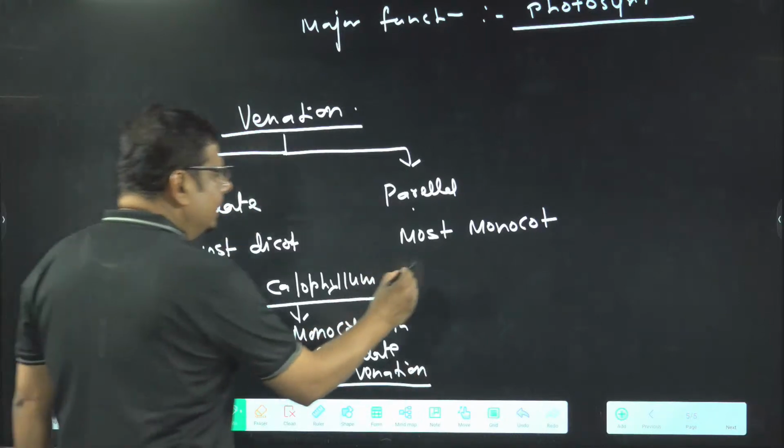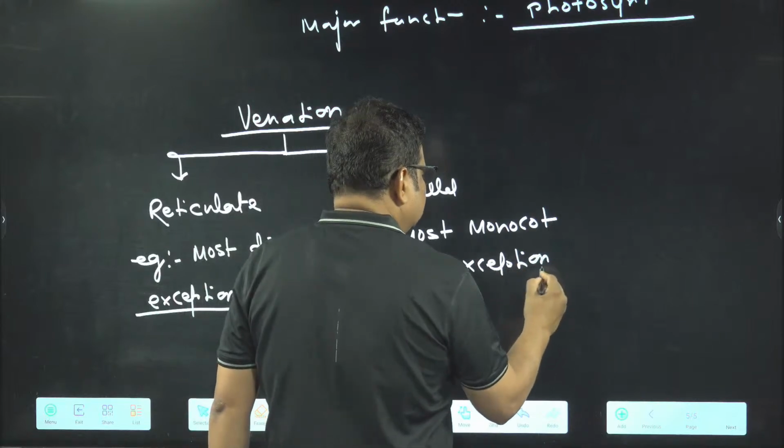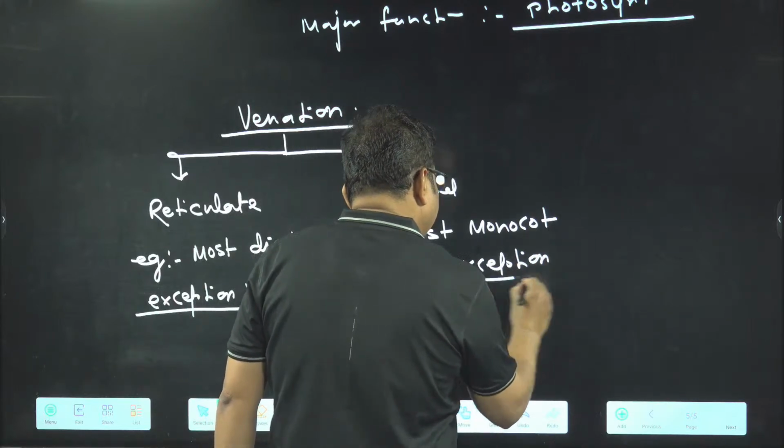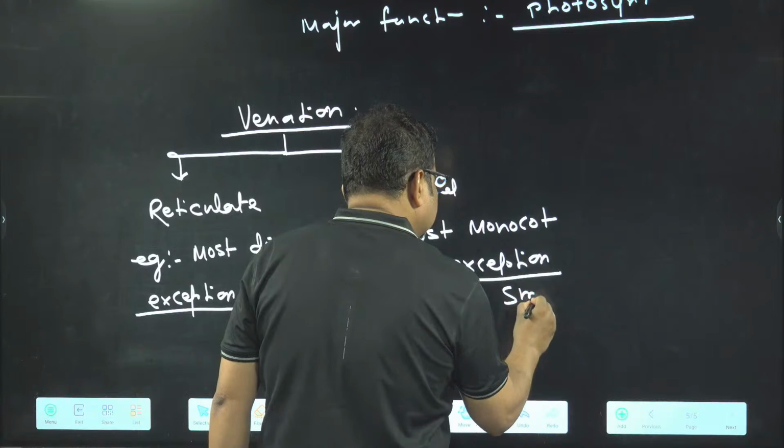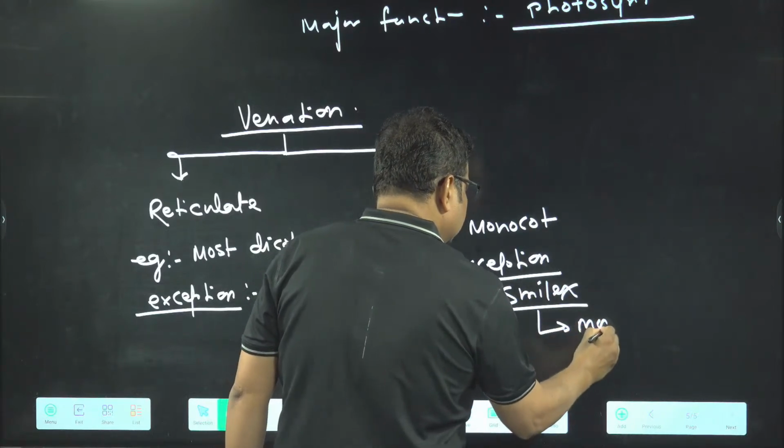Got the idea? Here also an exception is there. The exception is Smilax. It is a monocot.